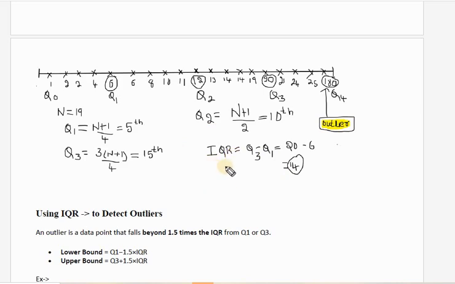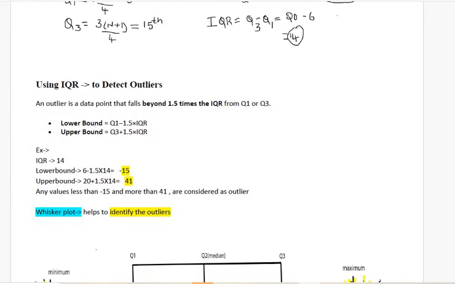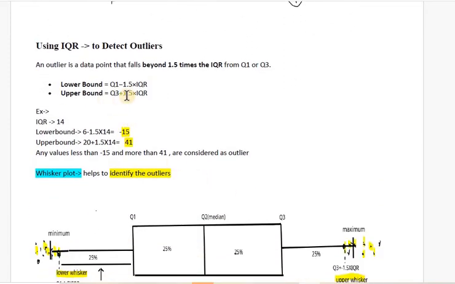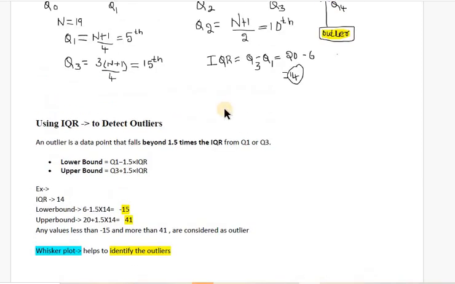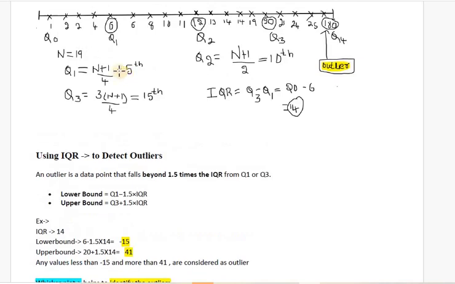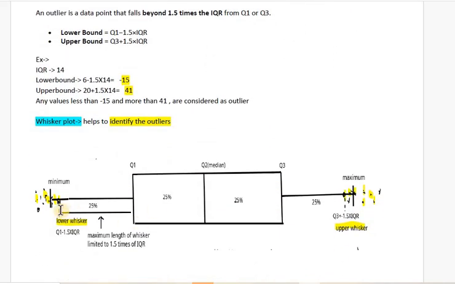Taking this IQR value, we will calculate the lower bound and upper bound. The formula for the lower bound and upper bound is Q1 minus 1.5 times IQR, and Q3 plus 1.5 times IQR. On calculating the lower and upper bound for the same example, we get the lower bound and upper bound as minus 15 and 41. So any values less than minus 15 and more than 41 will be considered outliers.